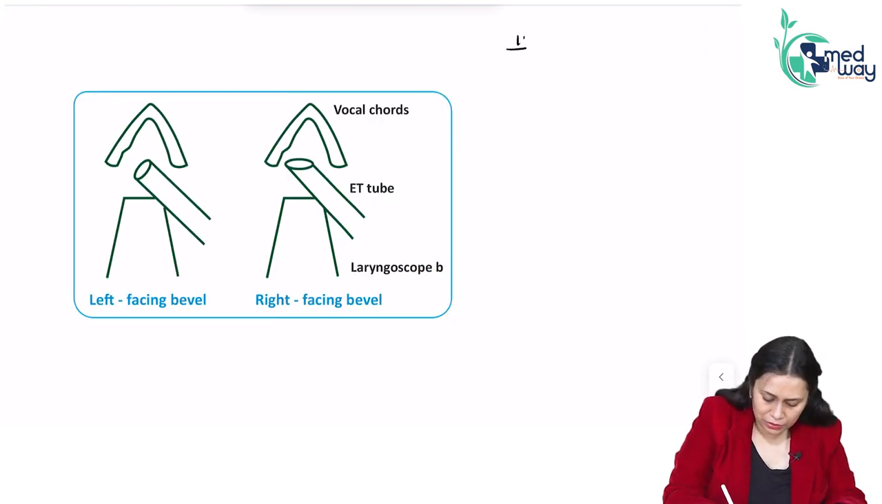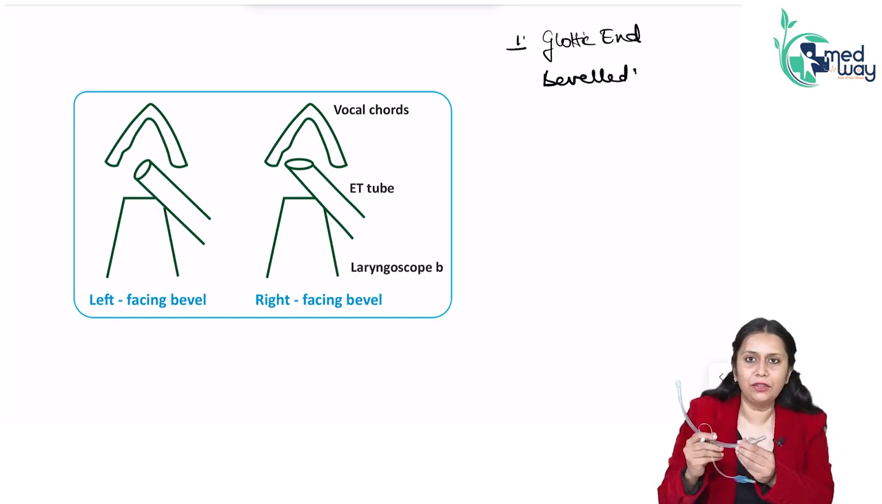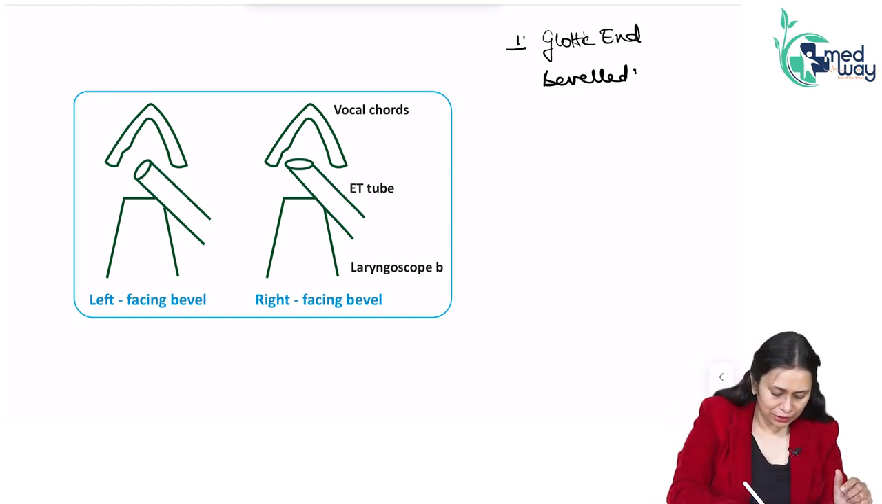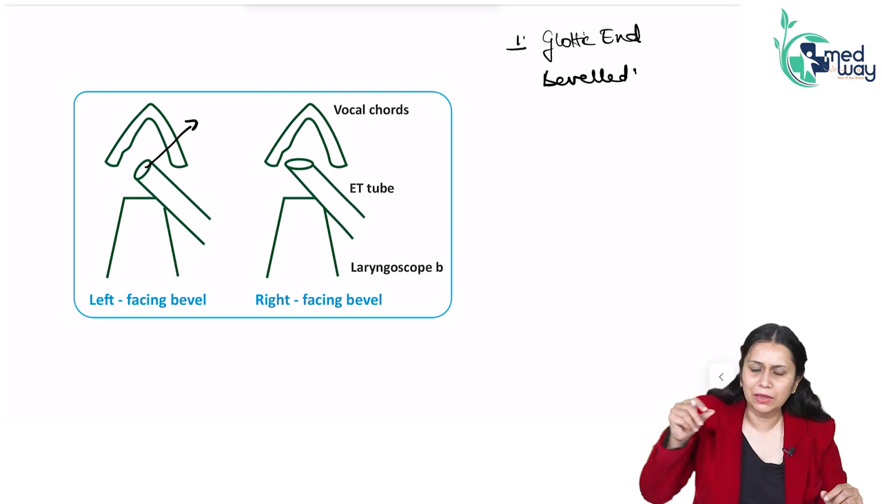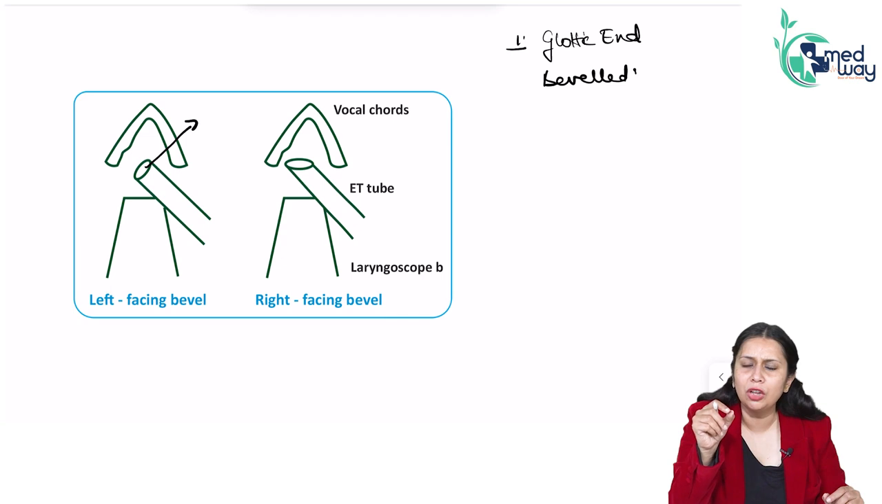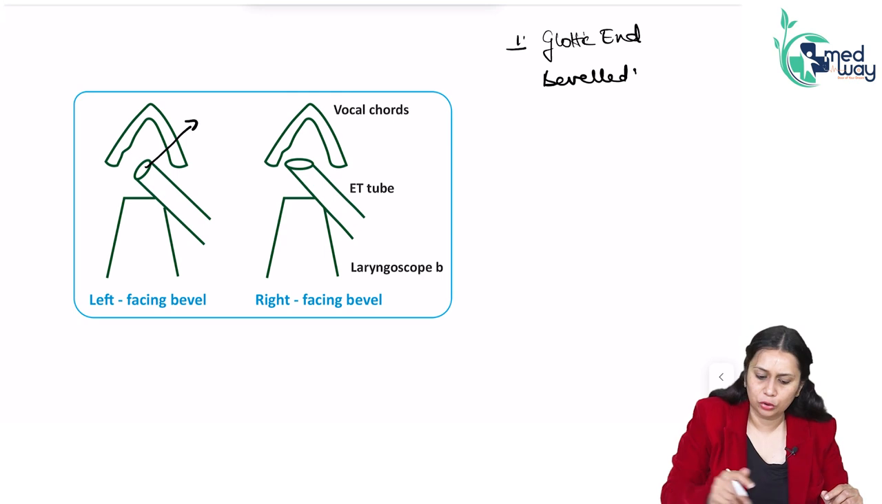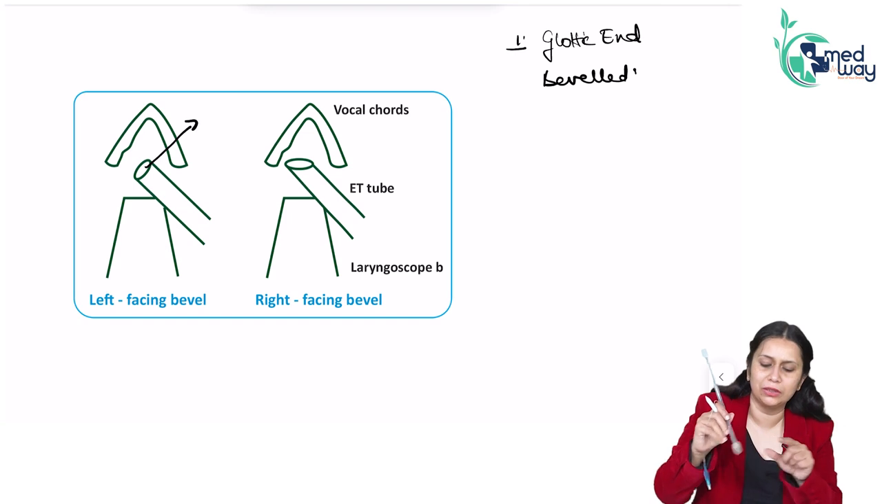So the first part was the glottic end, which I told you is beveled, okay? You can see this, the bevel is left facing. I am holding it in my right hand, it is left facing, okay? Why is this beveled end present? One, for easy penetration of the tube, and other, to minimize the obstruction of our view when the tube crosses the glottic opening. Since this is an incomplete bevel, we will have a clear view of the tube crossing the glottic opening.